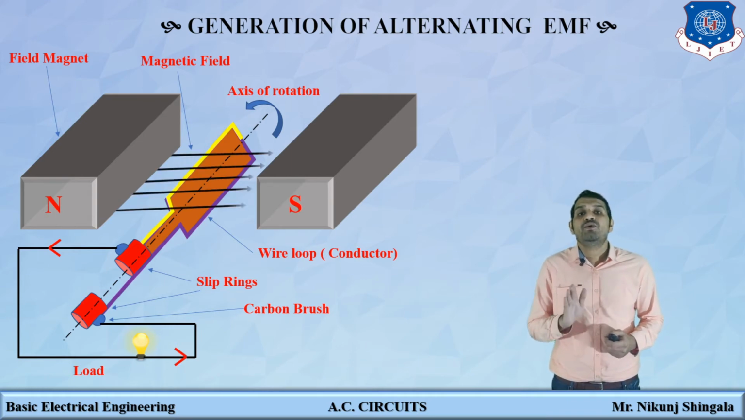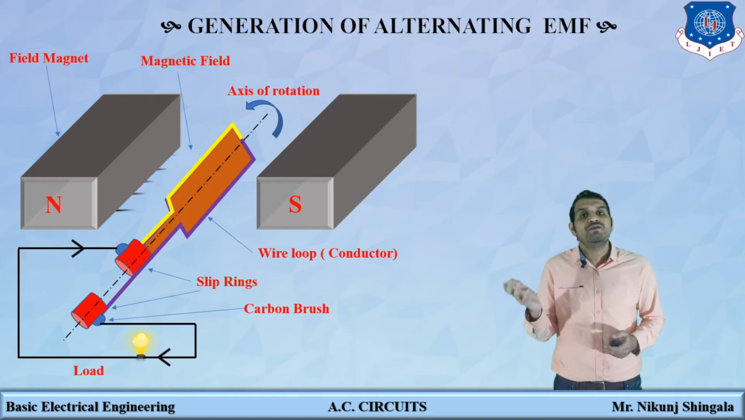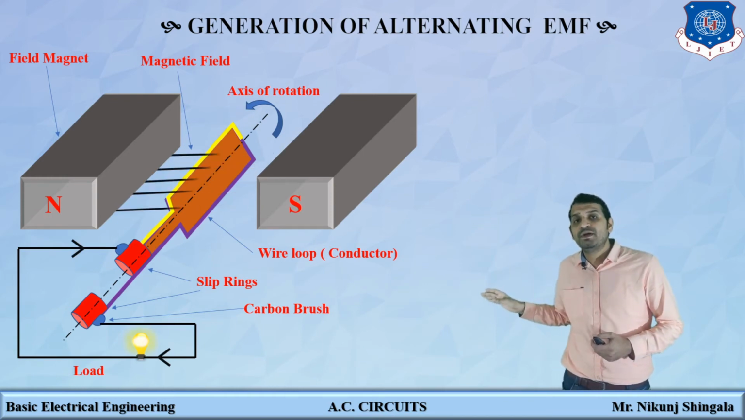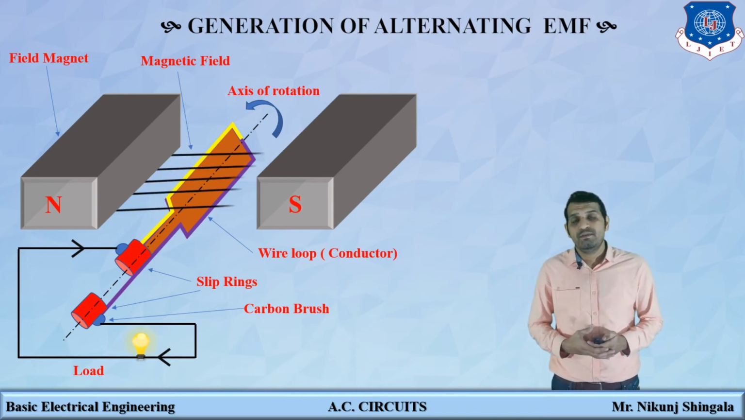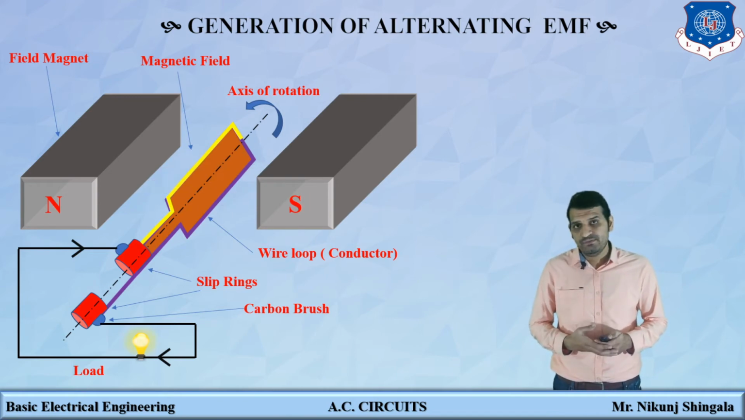When the shaft will be rotating between 180 to 360 degrees, the EMF will be in the other direction. So the current will also be alternating, you can see here. So this is the basic setup behind generation of single phase alternating EMF. Now let us derive the equation of alternating EMF.